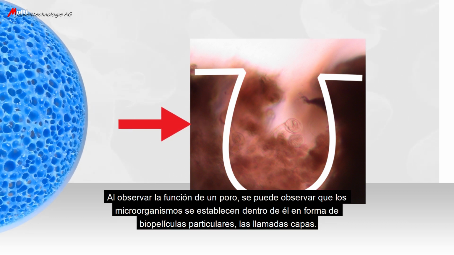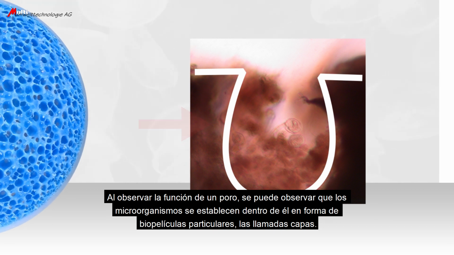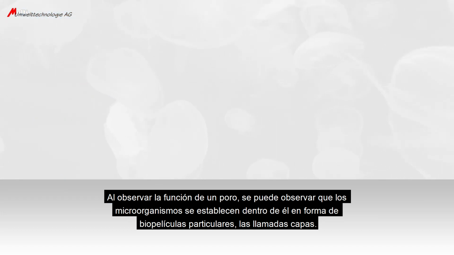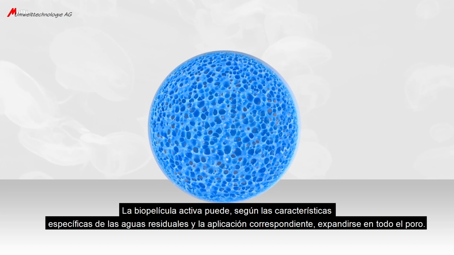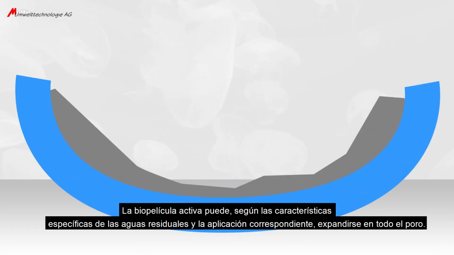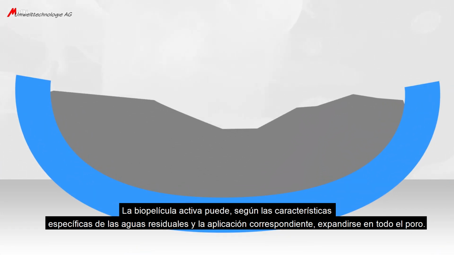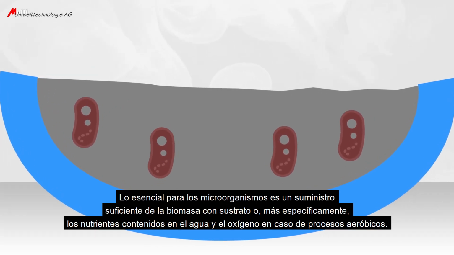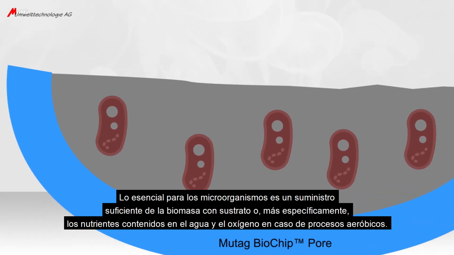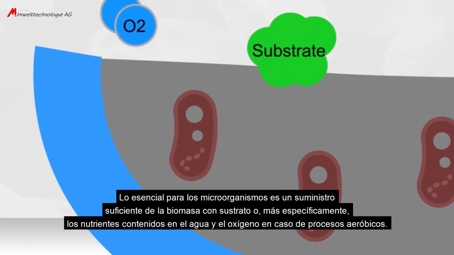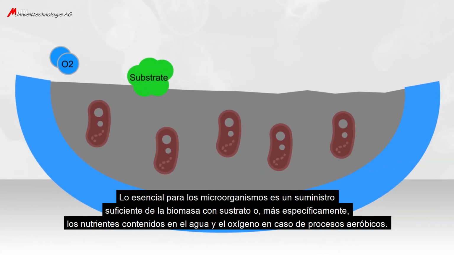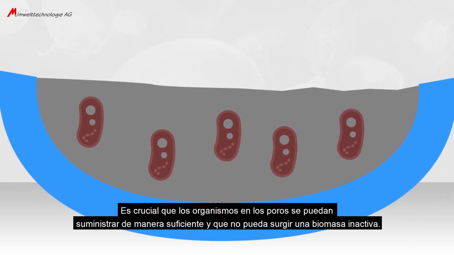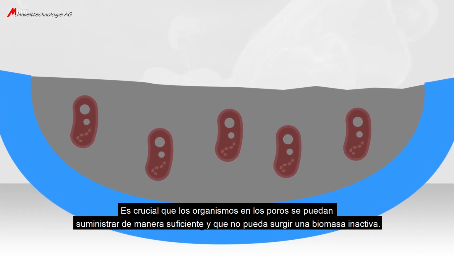Looking at the function of a pore, it can be observed that the microorganisms establish inside of it, in form of particular biofilms, the so-called layers. The active biofilm can, depending on the specific wastewater characteristics and the respective application, expand over the entire pore. What is essential for the microorganisms is a sufficient supply of the biomass with substrate, or more specifically, nutrients contained in the water and oxygen in case of aerobic processes. It is crucial that the organisms in the pores can be sufficiently supplied and that no inactive biomass can emerge.